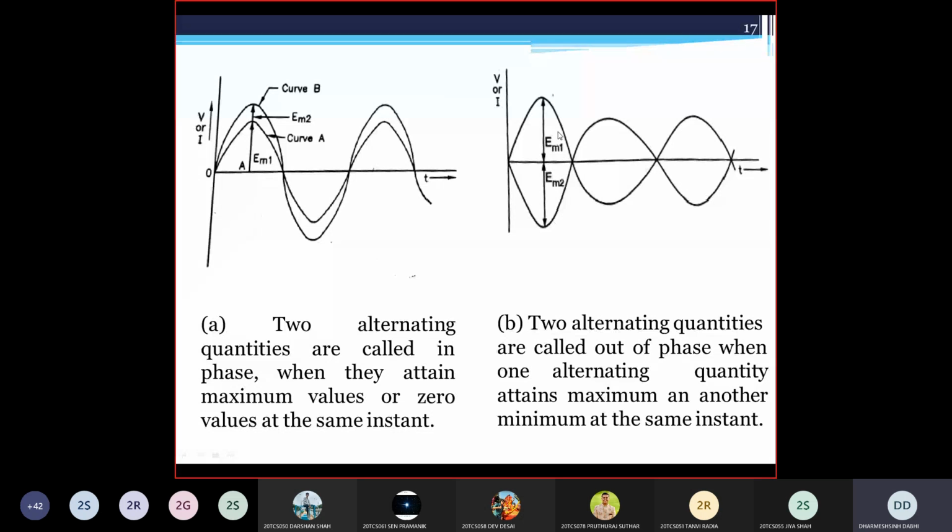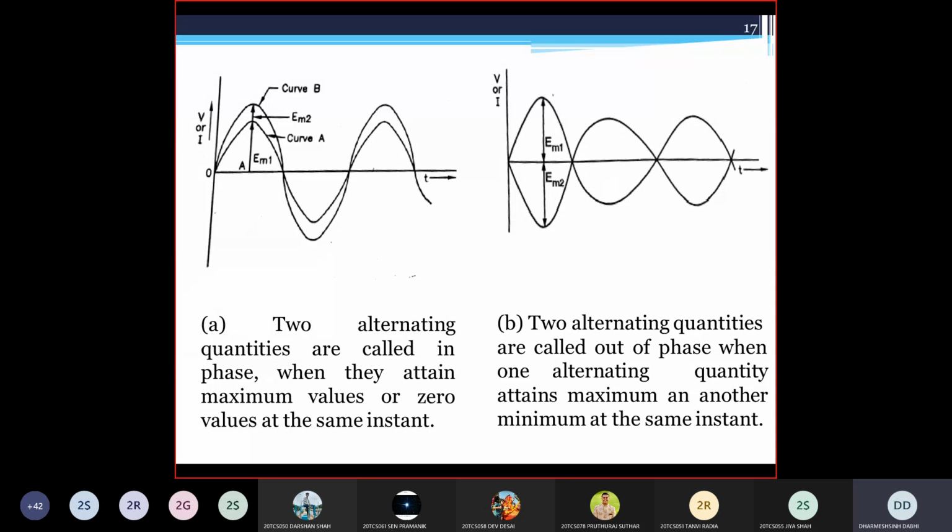But for out of phase quantities, suppose you can see two alternating quantities, one starting toward the positive and one starting toward the negative waveform. Yes, both start from 0, but one quantity becomes positive maximum while at the same time the second quantity becomes negative maximum. So we can say that both are out of phase. But how many degrees? Exactly 180 degrees. It means exactly opposite.